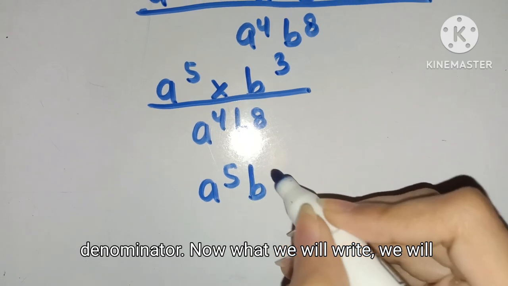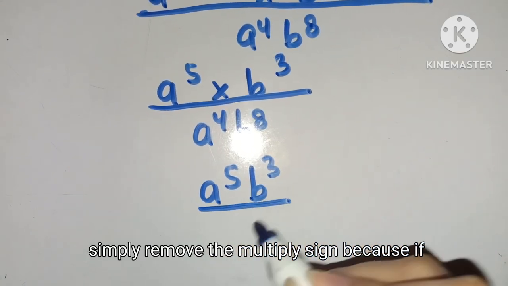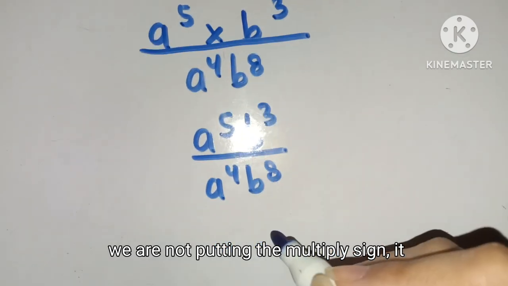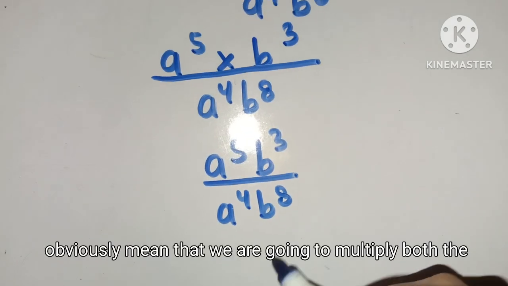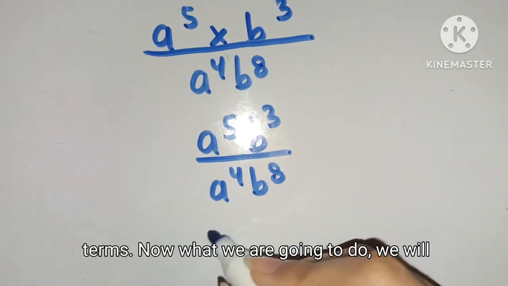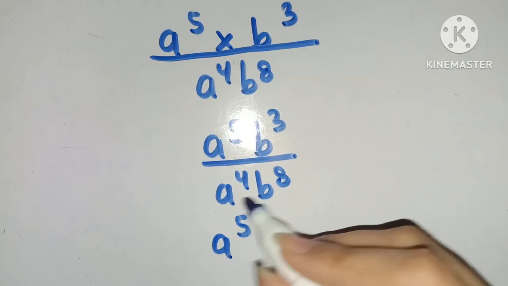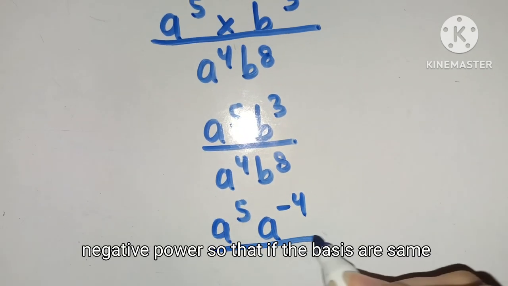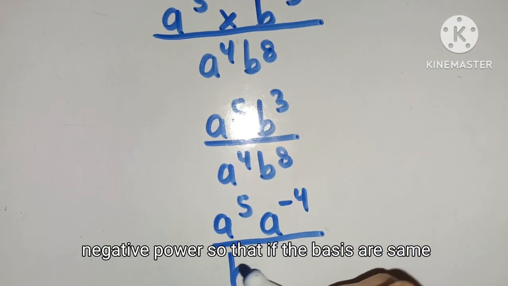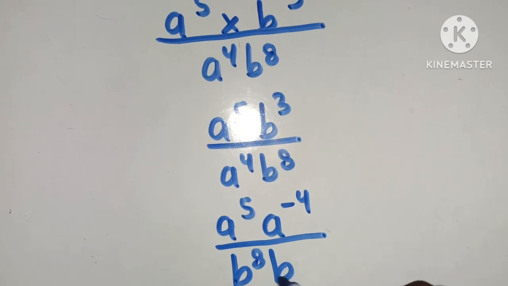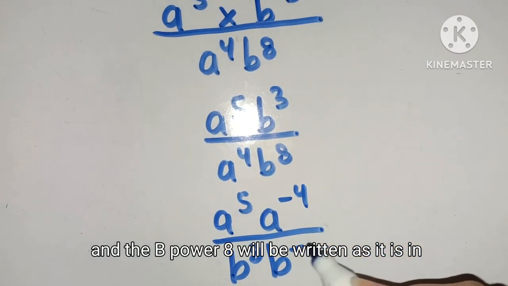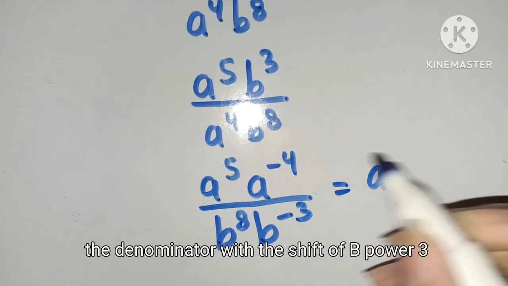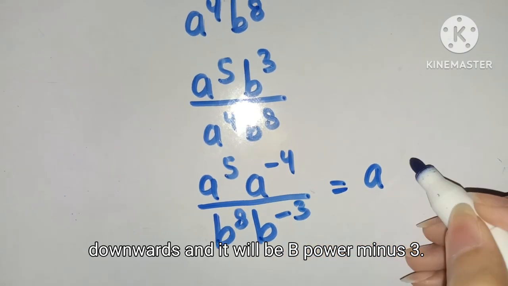Now we will simply remove the multiply sign, because if we are not putting the multiply sign, it obviously means that we are going to multiply both the terms. Now we will simply shift this a power 4 upwards with the negative power, so that if the bases are the same, we can just add the powers. And the b power 8 will be written as it is in the denominator, with the shift of b power 3 downwards, and it will be b power minus 3.